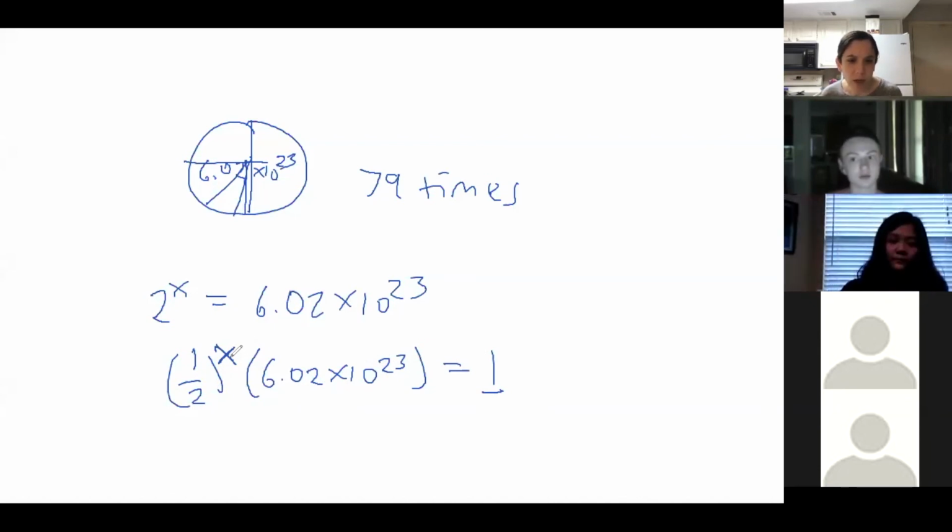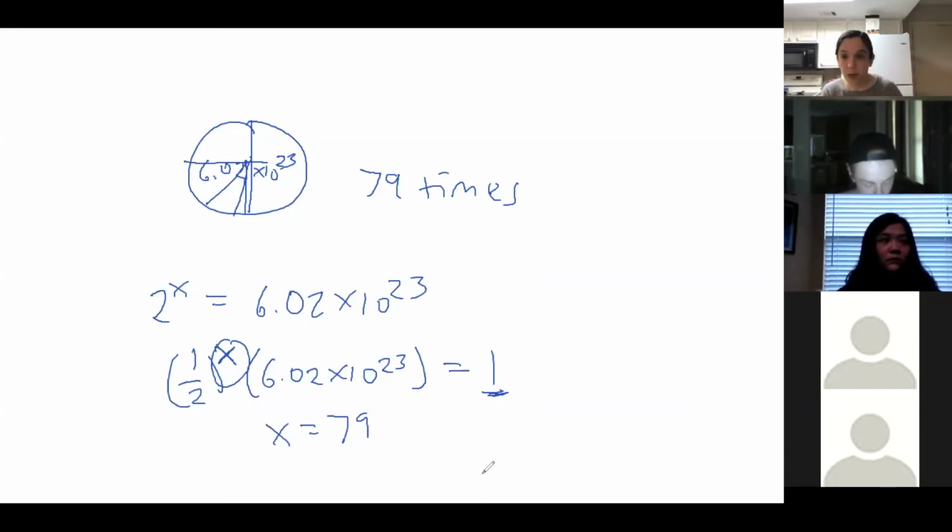Now, you haven't learned how to solve for an exponent, though, I don't think. You have to use log to do that. So I won't go through the math for that, but what you need to do would be solve for x right here. And when you do, x would equal 79, which would be how many cuts you would need to make to the pie to get 1 molecule.